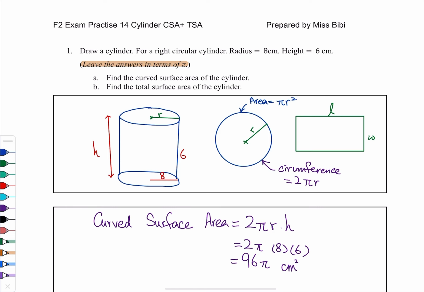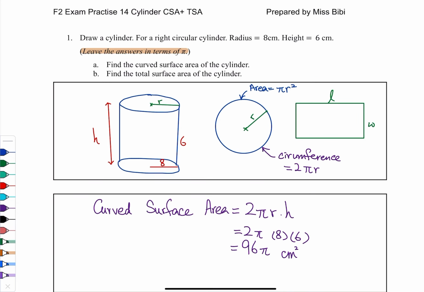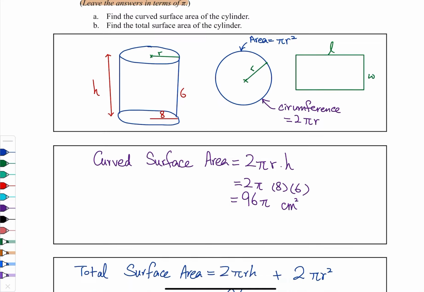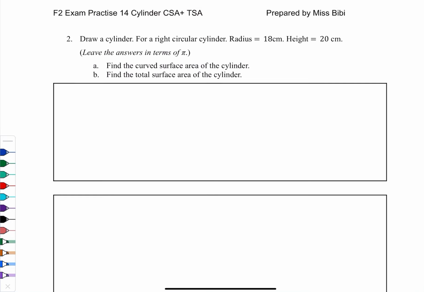And then the total surface area means not just the curved surface area now. Include the circles on top and the bottom. And then the circle area is pi r square. Now this might get you confused, so that's why remember to do each question a few times so that you're 100% familiar with it. So now next question is obviously the same, it's just numbers different.